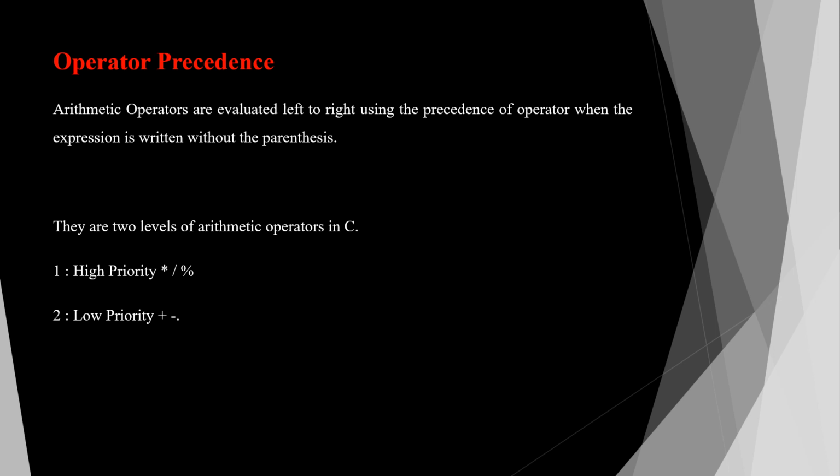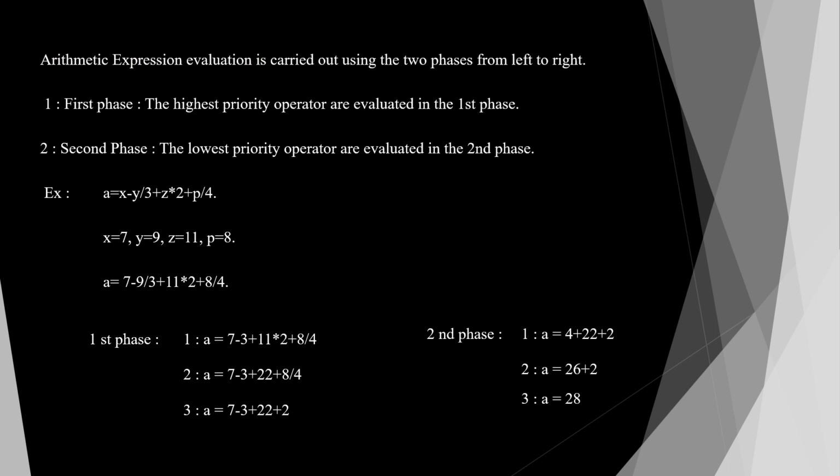Operator precedence. What is operator precedence? Operators are evaluated from left to right using the precedence of the operators. The precedence of an operator decides which operator is calculated or evaluated first, so we call it operator precedence. There are two levels of arithmetic operators in C. Higher priority operators are star, slash and modulus, and lower priority operators are plus and minus.